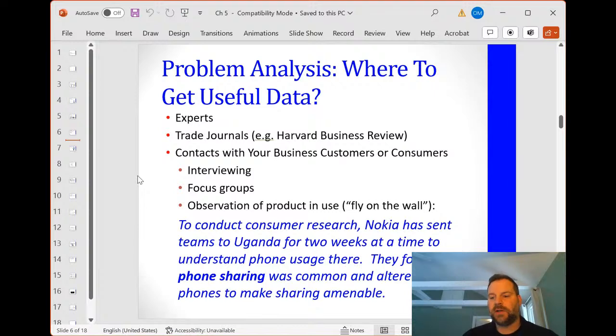Nokia was trying to strengthen their African market, get to more customers there. And they went to observe how customers, specifically in Uganda, were using cell phones. One of the really interesting things they found is that phone sharing was a lot more common in Uganda than in other markets. They altered their phones in order to make phone sharing more amenable. It was a problem that they hadn't thought of, right? But using this fly-on-the-wall type of research, they were able to see this problem and come up with a pretty simple fix, and strengthen a market that at the time Nokia was not very strong in.